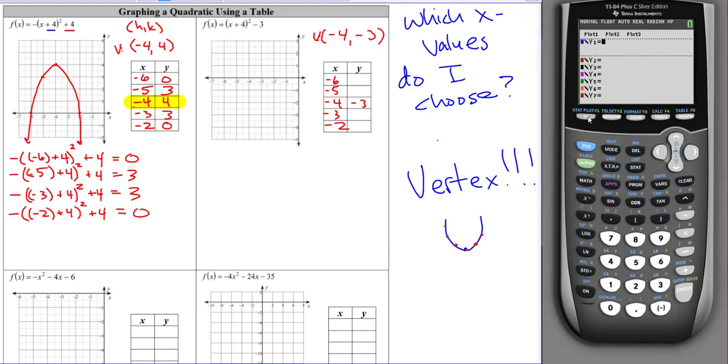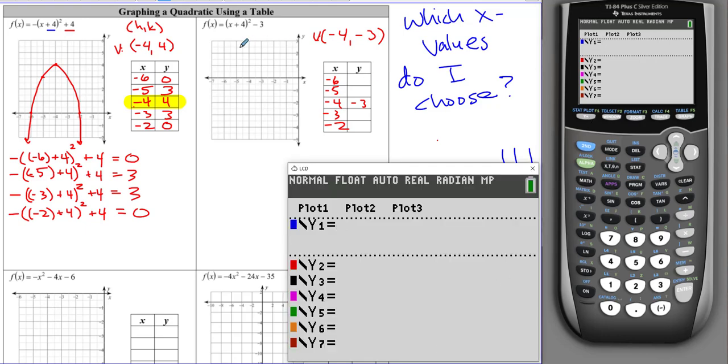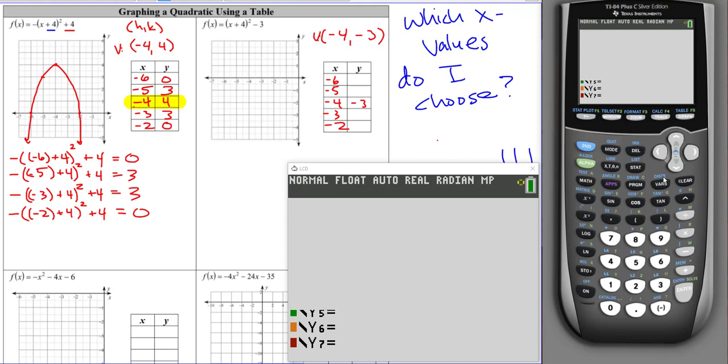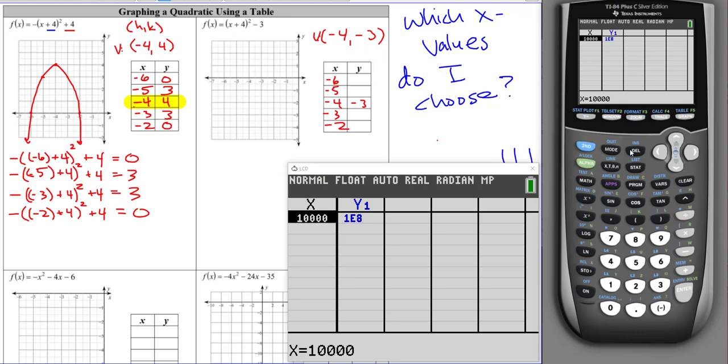So let me clear that out. So we hit that y equals button. Let's go ahead and pop this back up. And then let's actually enter this function. So we're going to do parentheses x plus 4. We're going to square it. And then we're going to do that -3. And if you remember from before, we have that table function. So we can hit second and then table.